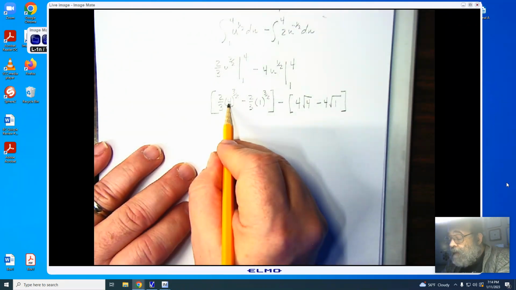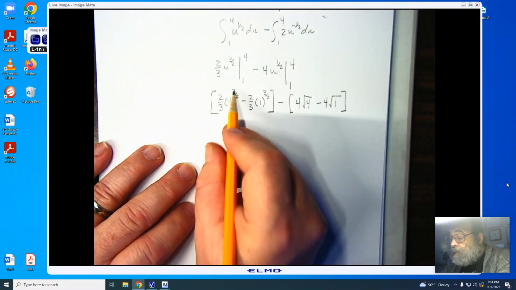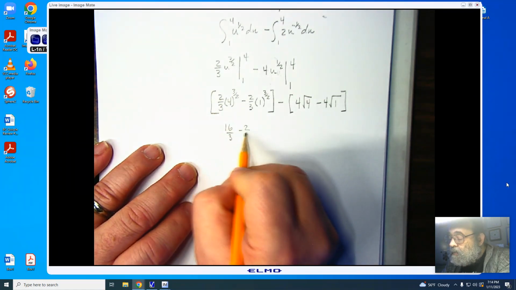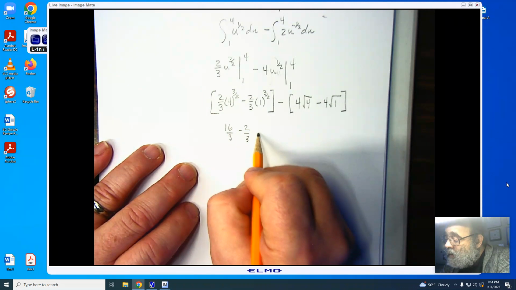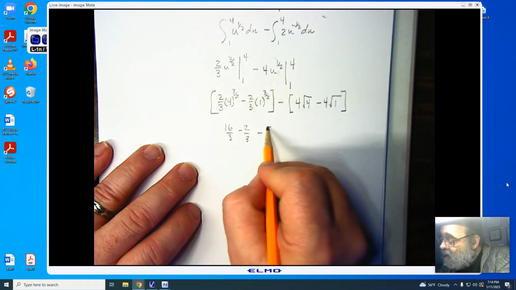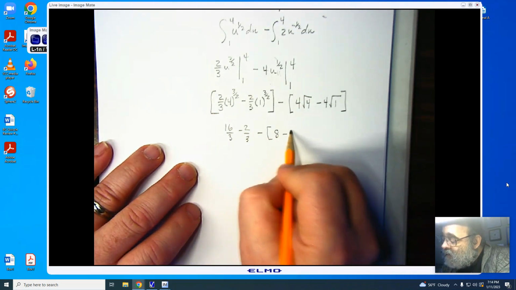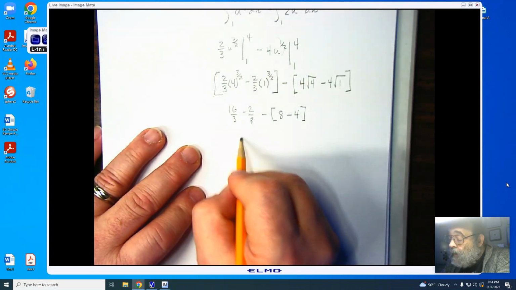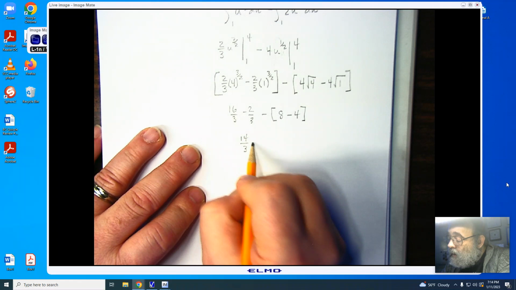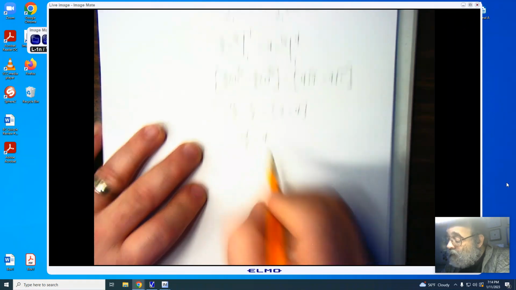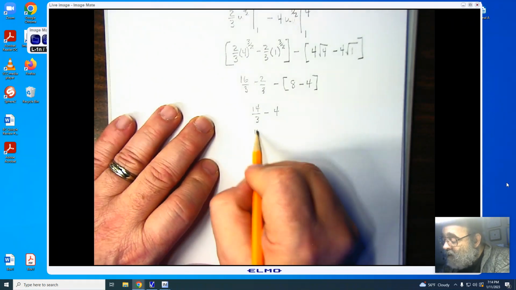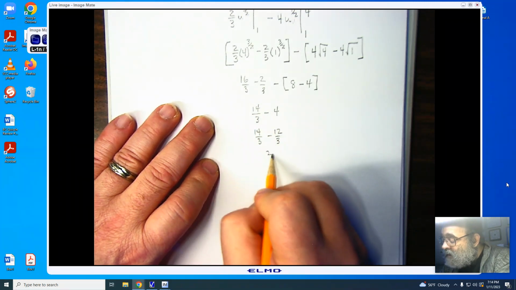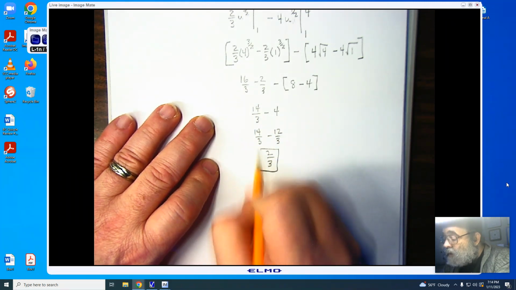Square root of 4 is 2. 2 cubed is 8. 8 times 2 is 16. We're subtracting 2/3. And then we have 8 minus 4. This is going to give me 14/3. And I am subtracting 4. Now 4 is 12/3, so I have 14/3 minus 12/3. And my answer is 2/3.